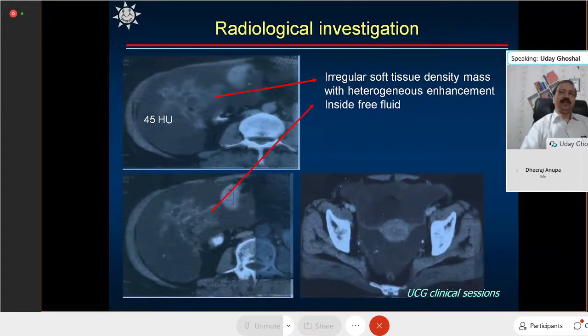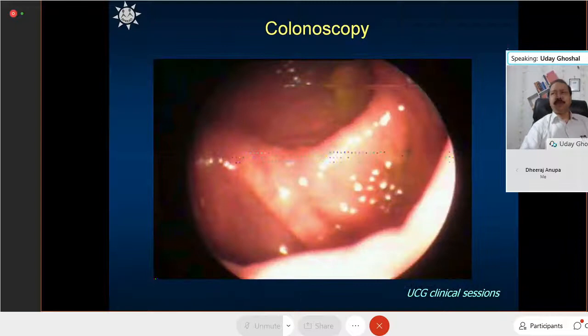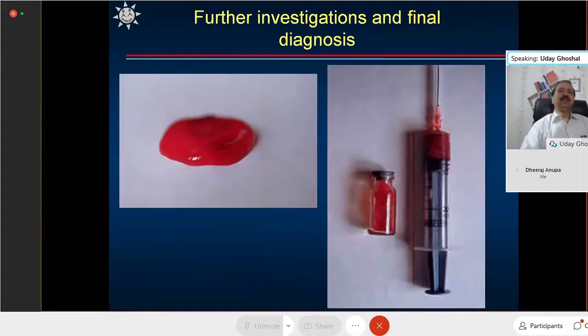I'll tell you. We obviously did a colonoscopy for the right iliac fossa lump, and it was normal. Now this is what we did. We aspirated and put this ascitic fluid on the table, and this is jelly-like. So what is the diagnosis? Pseudomyxoma peritonei.